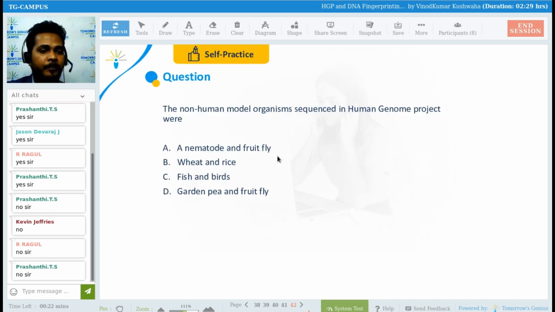Okay. Now the last question. Which one is the non-human model organism sequenced in the Human Genome Project? It is nematode or fruit fly, wheat or rice, fish or birds, garden pea or fruit fly.